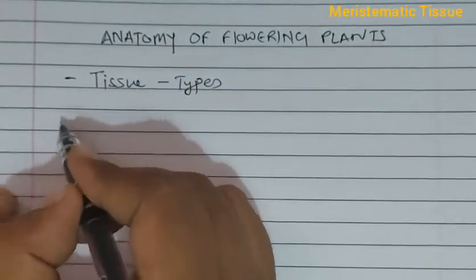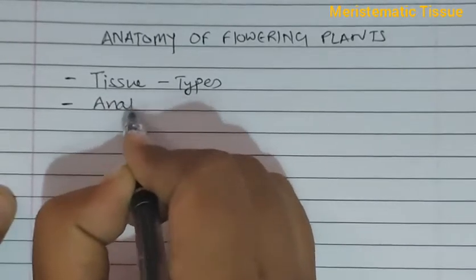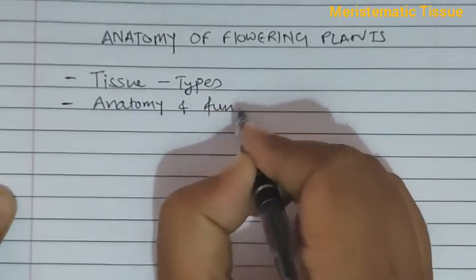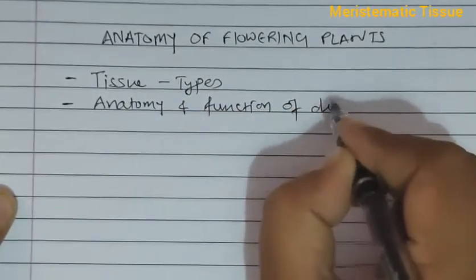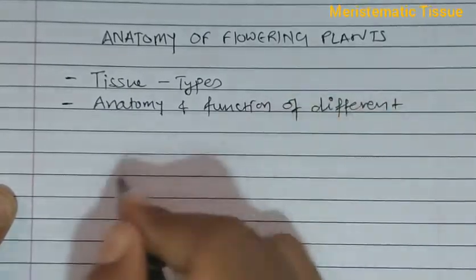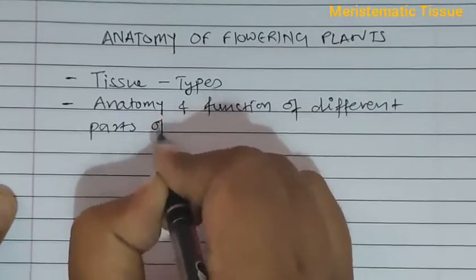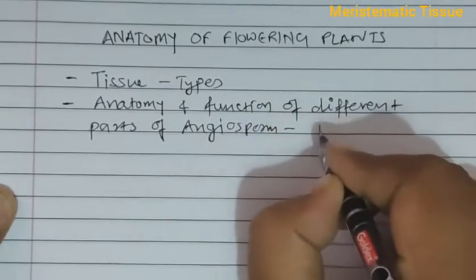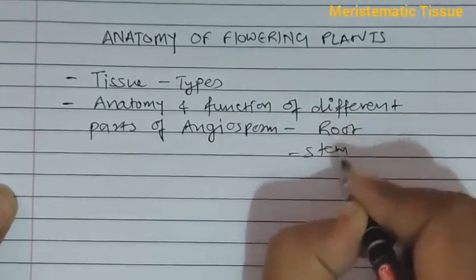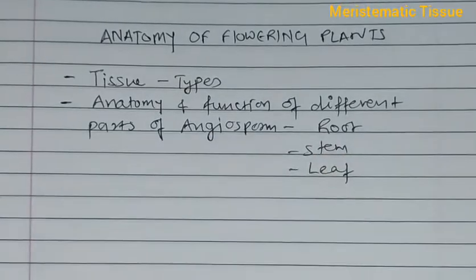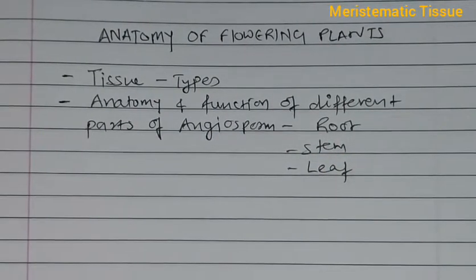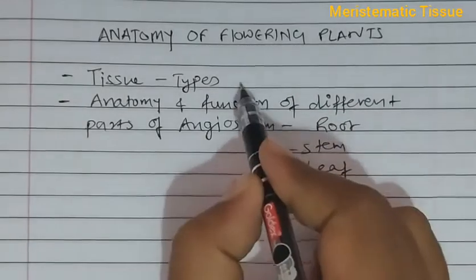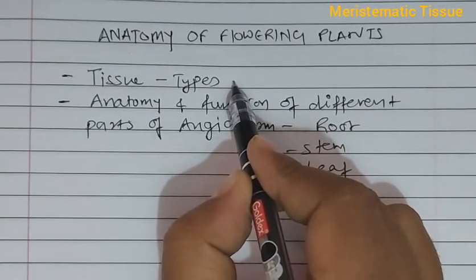Then we will study the anatomy and function of different parts of angiosperm, like root, stem, leaf. Then in tissue also, we will be talking about meristematic tissue and permanent tissue.